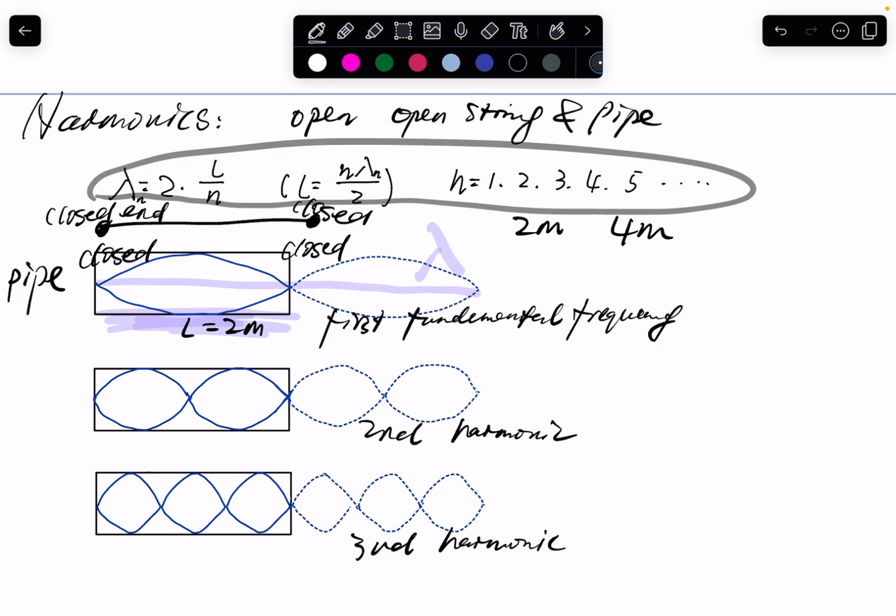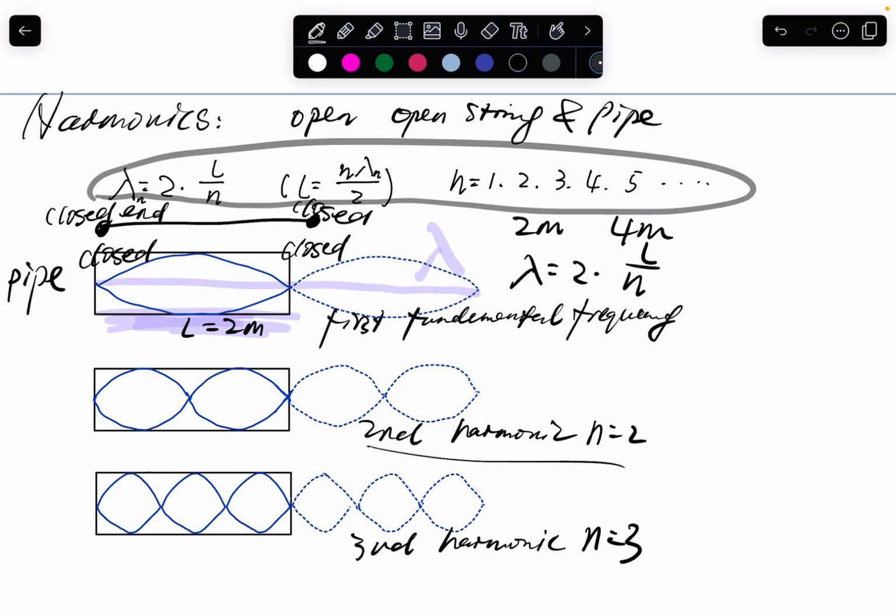That's true, right? But you need an equation to solve scenarios like the second and third harmonics, when the picture gets crazy, or if they don't ever provide you a picture on the MCAT. So the equation you use is lambda, wavelength, equals 2, twice, 2 times L over n, where n equals 1, 2, 3, 4, 5. For the first fundamental frequency, you plug in 1. For the second harmonic, n equals 2, and n equals 3 for the third harmonic.